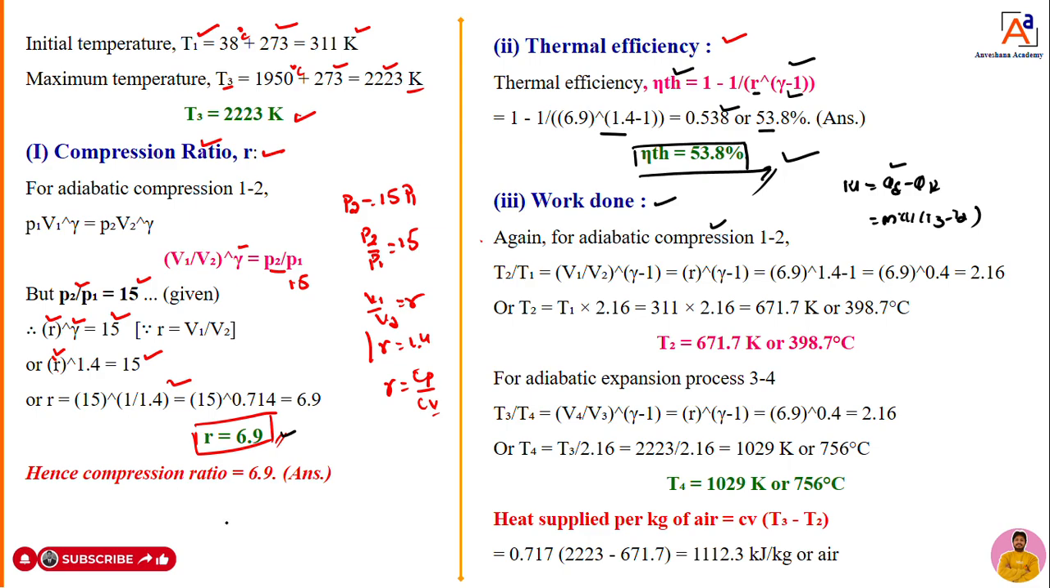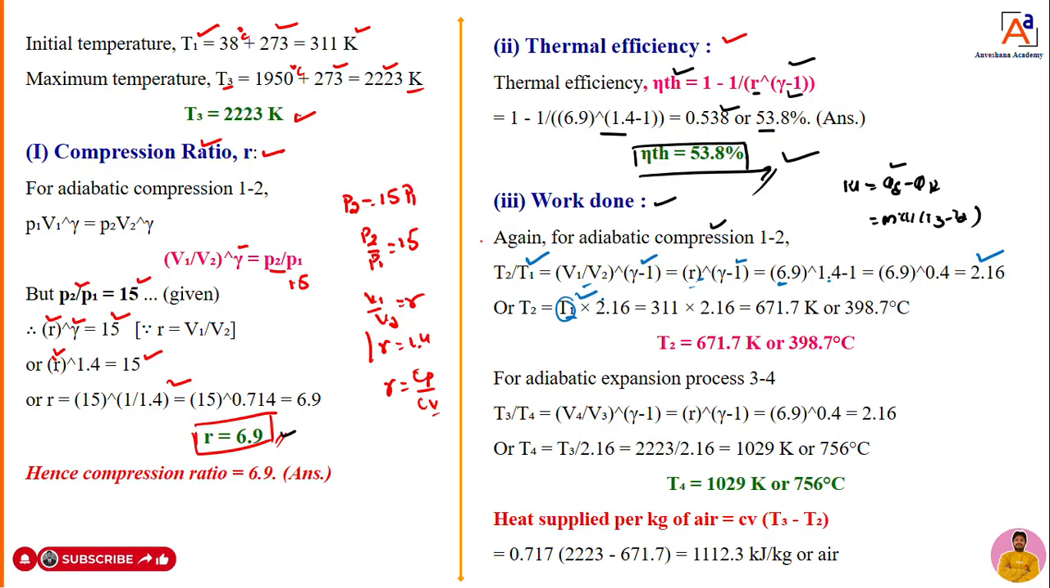Now, what is the condition? We know the equation. To calculate the temperature variation with respect to volume, we have an equation, that is T2 by T1 is equal to V1 by V2 to the power of gamma minus 1. So V1 by V2 is R, so R to the power of gamma minus 1. What is the R value? 6.9. I will put gamma is equal to 1.4 minus 1. So therefore T2 by T1 is equal to 6.9 to the power of 0.4. So therefore T2 by T1 is equal to 2.16. Okay, so therefore T2 is equal to T1 into 2.16.